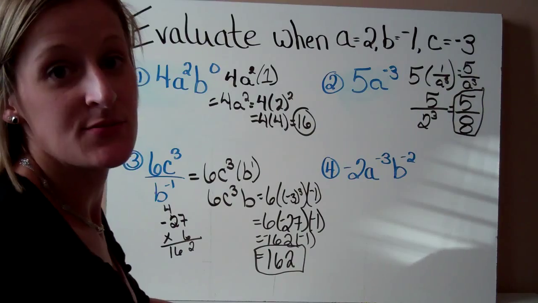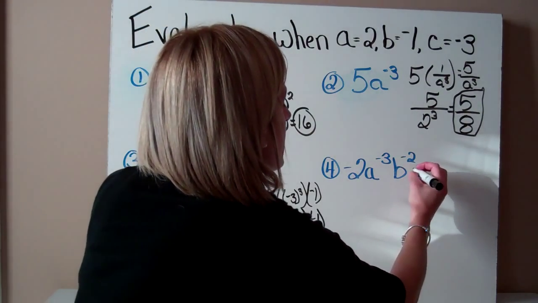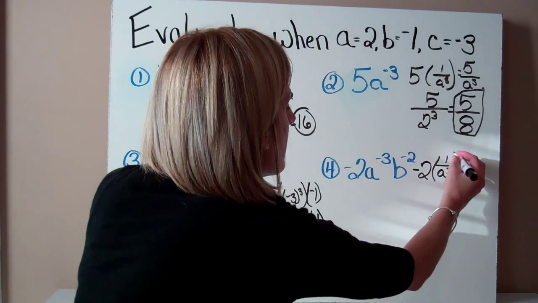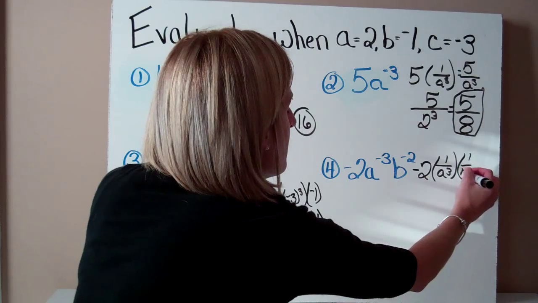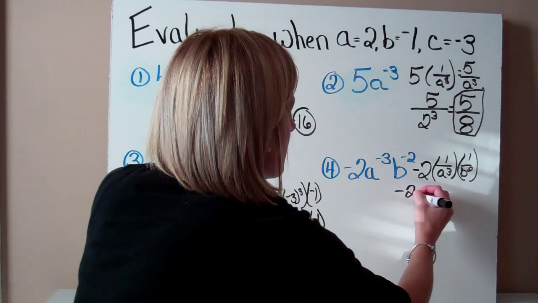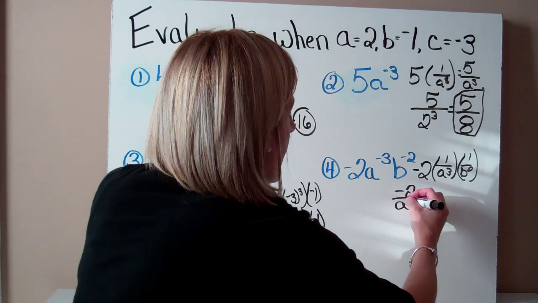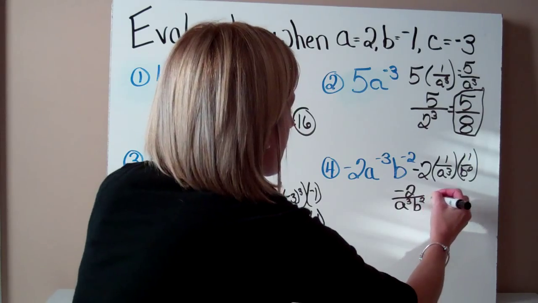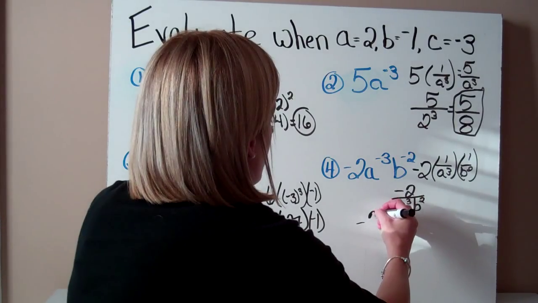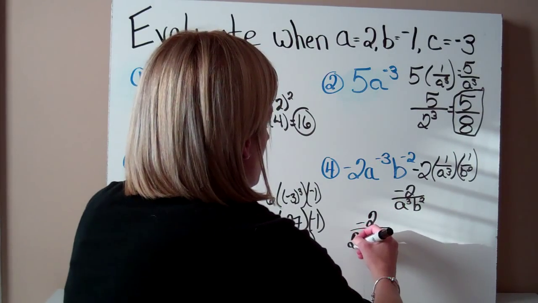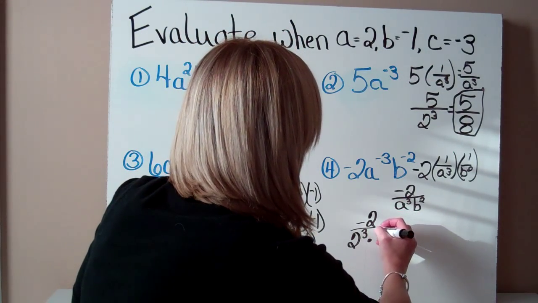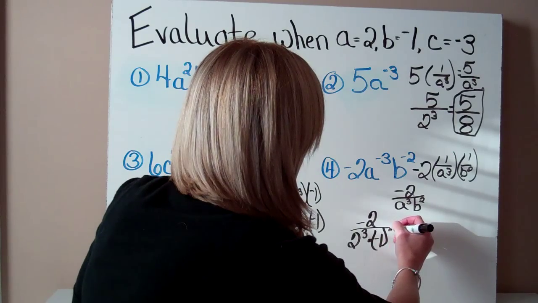Alright, last one. Let's write this with positive exponents. So I'm going to have negative 2 times 1 over A to the third, and then 1 over B to the second. Alright, so that's going to give me negative 2 divided by A to the third, B to the second. Okay, A is 2. So when I'm putting in my info, I got 2 to the third power times B is negative 1, so negative 1 squared.